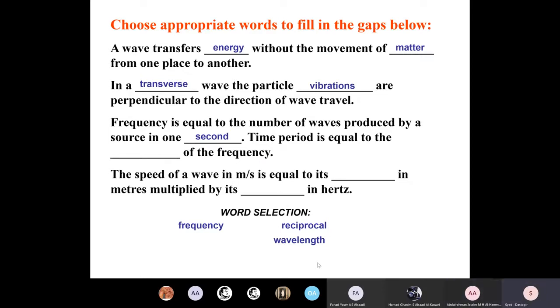You guys should be ticking your answers if you got them right, by the way, so I can see when I'm having a look at your assignments. Yes, reciprocal. Thank you, Khalid.